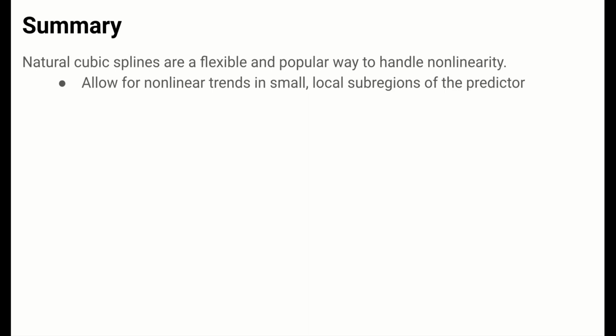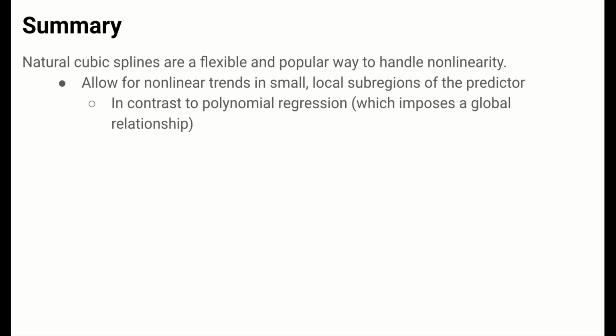In summary, natural cubic splines are a flexible and popular way to handle nonlinearity. They allow us to model nonlinear trends piece by piece across regions of a predictor, which is an improvement over polynomial regression, which assumes that a particular polynomial trend holds across the entire span of a predictor. Natural cubic splines also look smooth, which is in contrast to piecewise polynomials. This is likely more realistically capturing the true underlying nonlinear trends in the data.